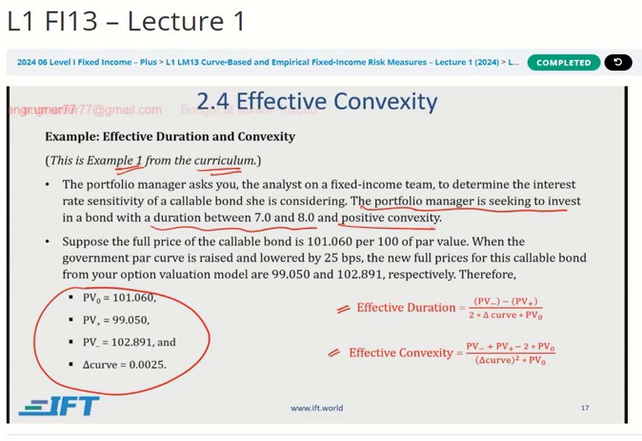Now what I want you to do is calculate the effective convexity, calculate the effective duration, and then make a recommendation to the portfolio manager on whether they should go for this bond. Does it meet the requirement of a duration between 7 and 8, and does it have a positive convexity or not? So please pause the video and let me know what you want to do in terms of your recommendation to the portfolio manager, and then I will show you the solution.